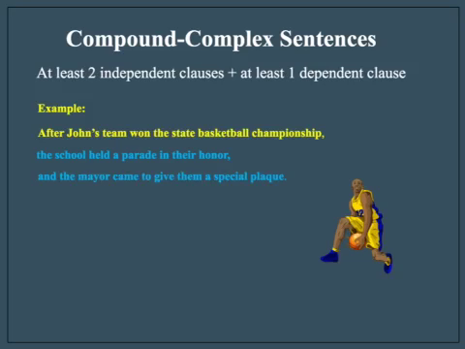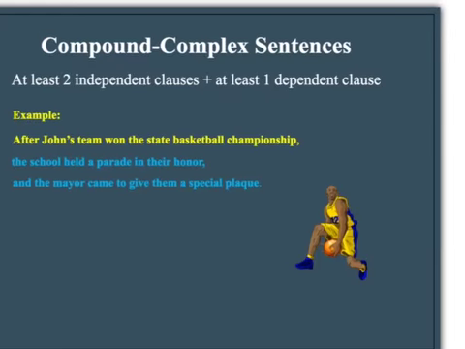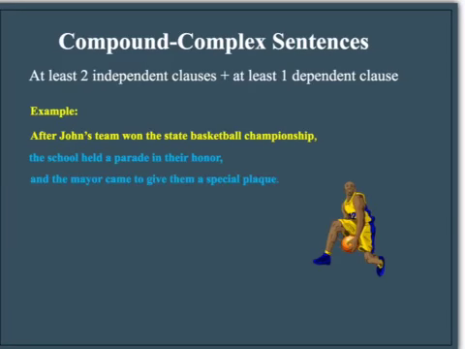If you look at our example, after John's team won the state basketball championship, the school held a parade in their honor, and the mayor came to give them a special plaque. You'll see that the first part of the sentence is highlighted in yellow. This is our dependent clause. Take a moment to see if you understand why it's dependent. Hopefully you noticed that it begins with a subordinate conjunction, after. This makes it unable to stand on its own.